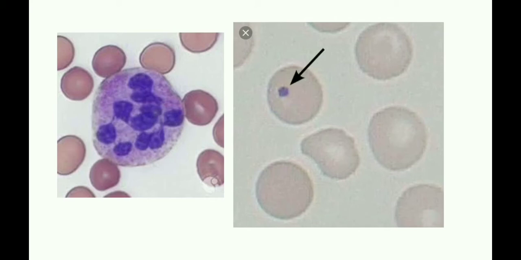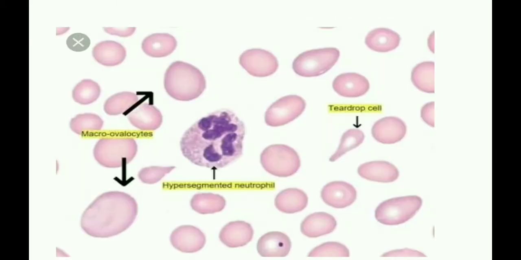And the second picture which you can see is Howell-Jolly bodies, and you can see there are basophilic nuclear remnants of the DNA in circulating RBC. So that is called Howell-Jolly bodies. And in this picture, you can see again the hypersegmented neutrophils, and you can see some teardrop cells and also macro-ovalocytes. So the earliest manifestation of megaloblastic anemia is the presence of macro-ovalocytes.